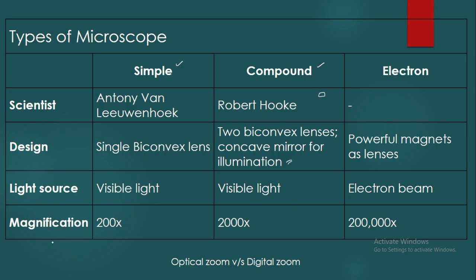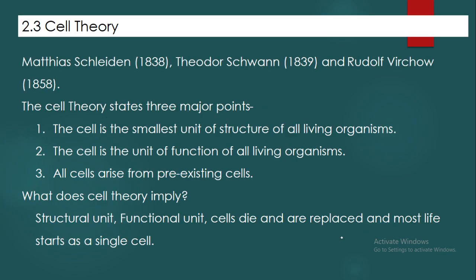If you compare the magnification, the simple microscope is about 200x, the compound microscope can reach up to 2000x, and the electron microscope can reach almost 2 million times. If any doubts are there in the microscope part, you can ask. Next, we will move to the next topic, the cell theory.